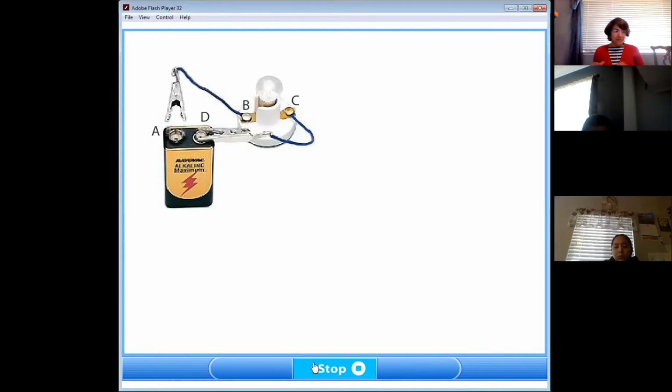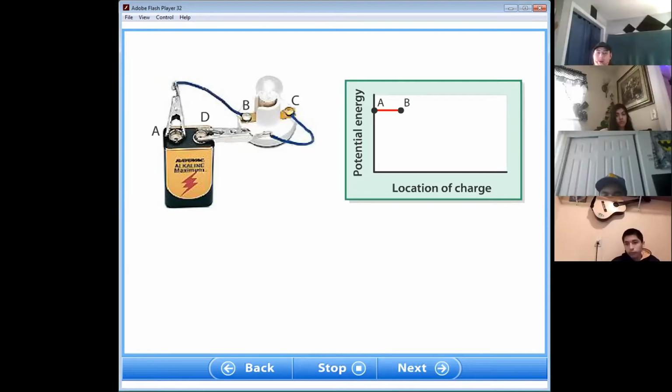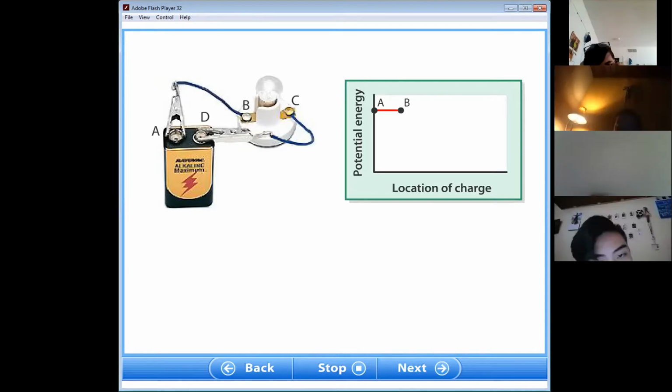What changes in electrical potential energy would take place in this circuit if it were closed? Okay, now we're going to connect it to the battery. When the circuit is closed, charges move from one terminal of the battery to the light bulb. Ignoring very small losses in energy in the connecting wires, there is no change in potential energy in this part of the circuit.